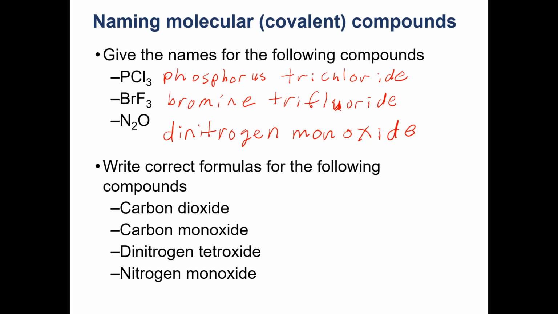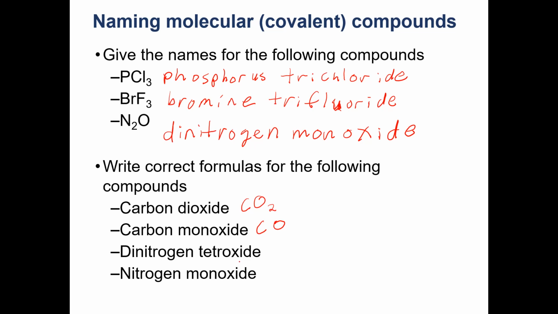Let's try the second set here. We're going to go in reverse. So we have carbon dioxide. We know that we don't put mono on the first element, but the only time we drop the prefix on the first element is when it's mono. So we know if there's no prefix, that means there's only 1. Dioxide, di means there's 2, so that would be CO2. Again, carbon means there's only 1. Monoxide means there's only 1 oxygen, so we would just have CO.